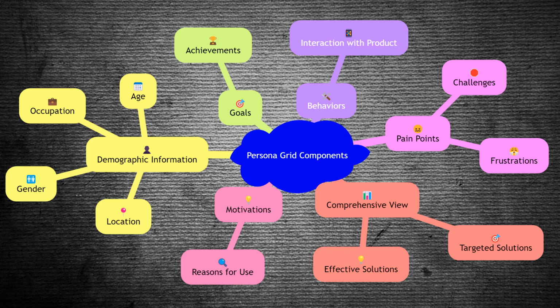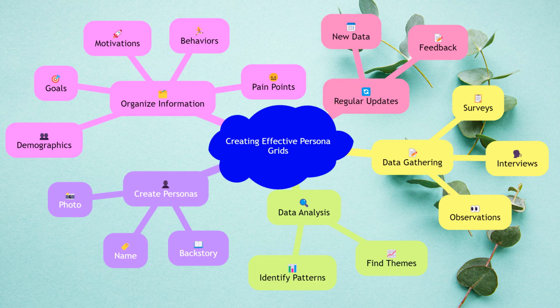Creating effective persona grids involves several steps. First, gather data through user research methods such as interviews, surveys, and observations. This data should be analyzed to identify common patterns and themes. Next, create fictional personas that represent these patterns, ensuring they are detailed and realistic. Each persona should have a name, photo, and a backstory to make them relatable.